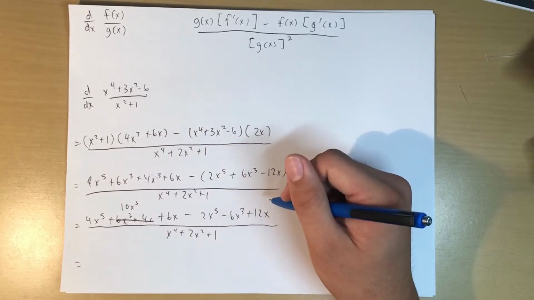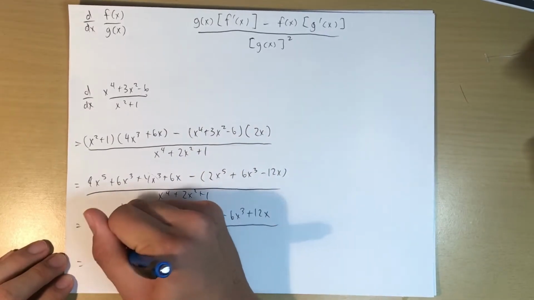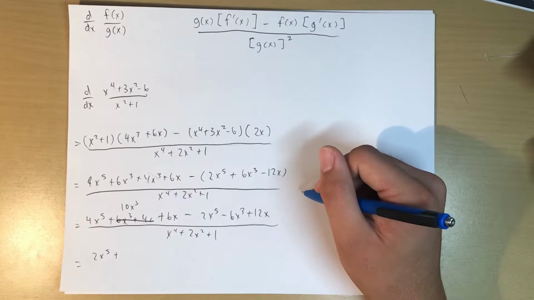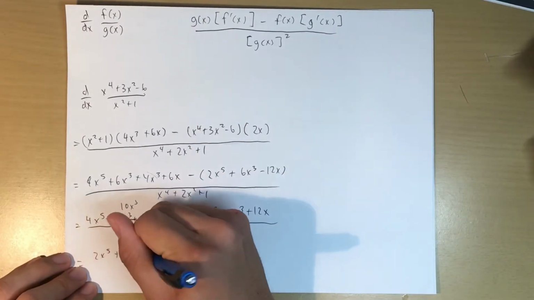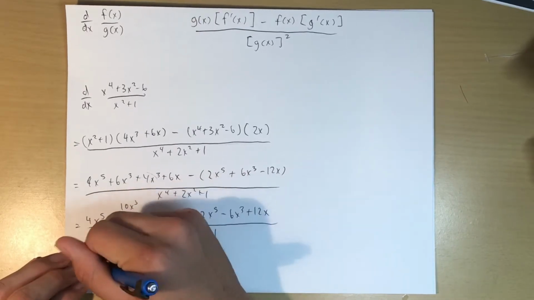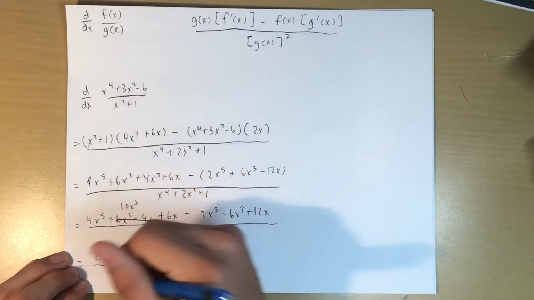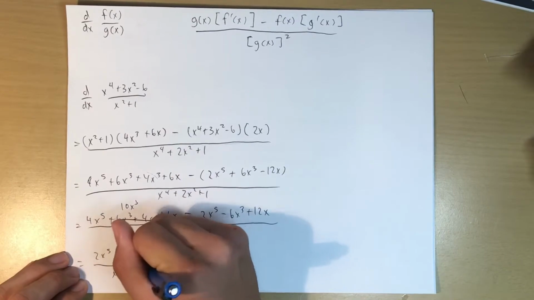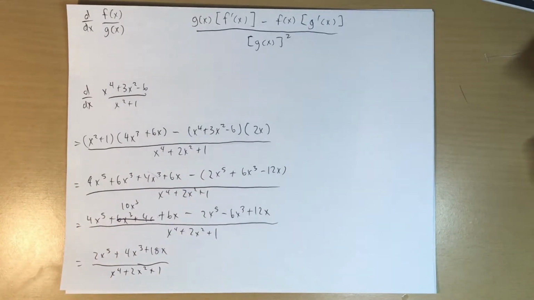So 4x to the 5th minus 2x to the 5th is 2x to the 5th. Plus 10x to the 3rd minus 6x to the 3rd is 4x to the 3rd. And 6x plus 12x is 18x. And that's plus 18x. That's divided by x to the 4th plus 2x squared plus 1. And that's your final answer.